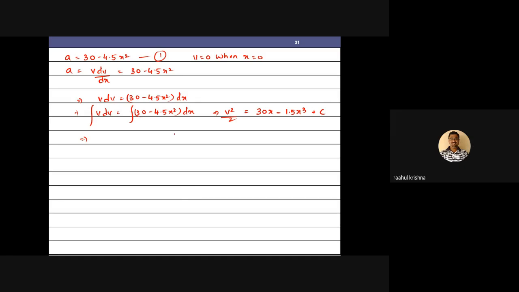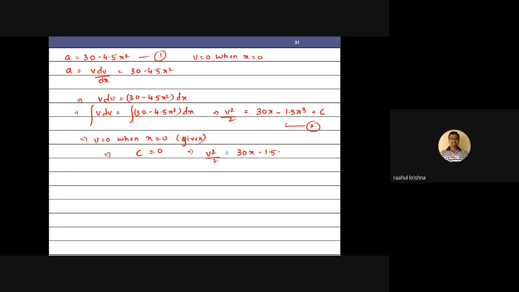That will be 1.5 into x cube, C equals 0. Now I have to apply my initial condition: v equal to 0 when x equal to 0, and that is given, right? So I get c equal to 0, which implies v square by 2 equals 30x minus 1.5 x cube.